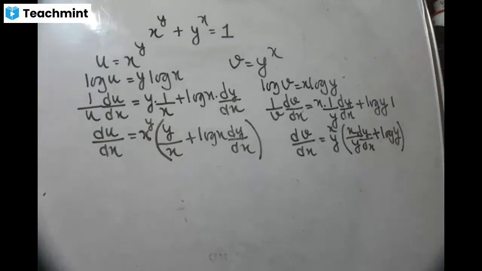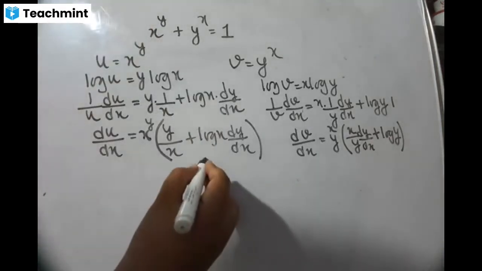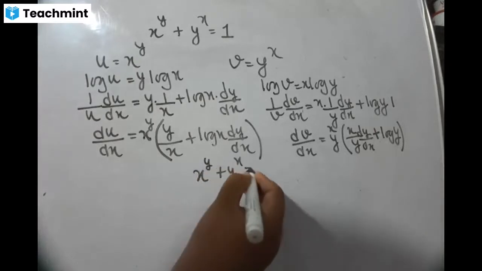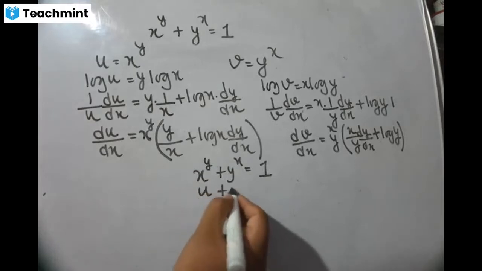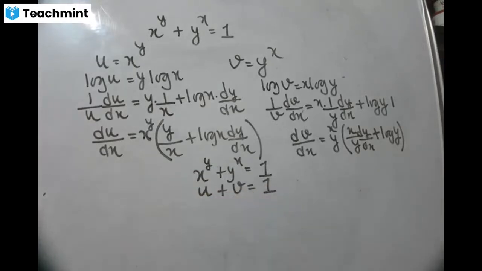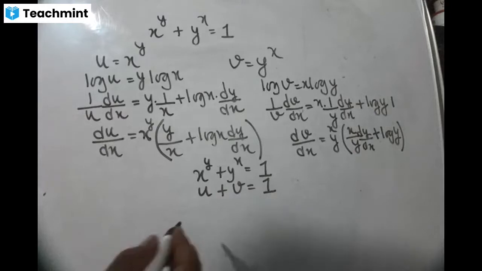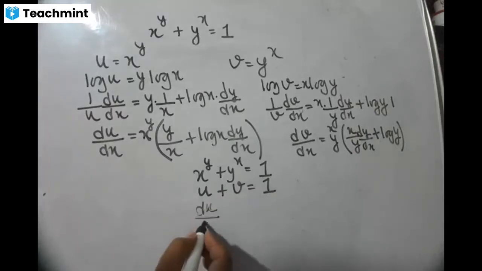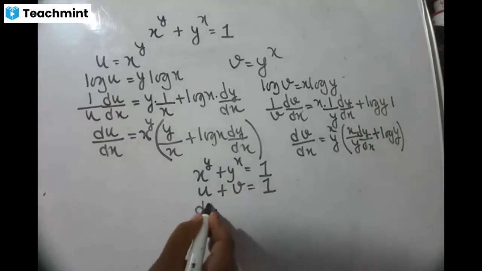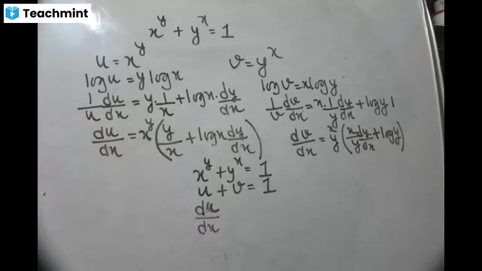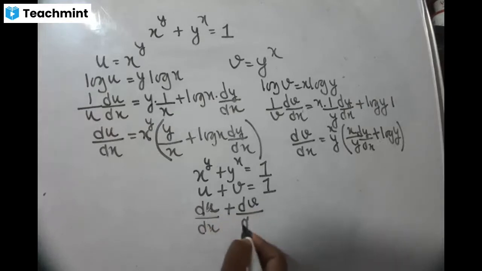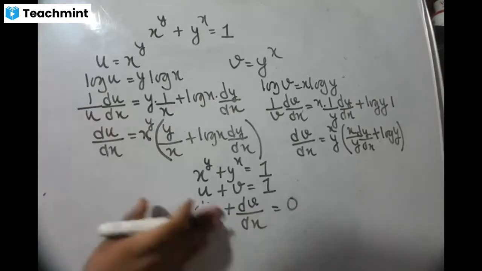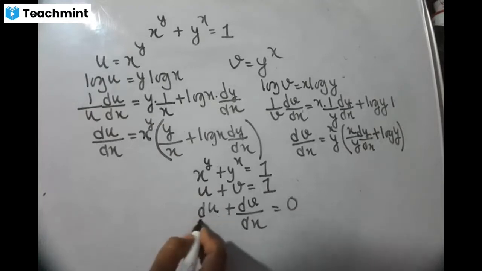Okay, so how do you combine these two solutions? Look at this. The question is x to the power y plus y to the power x equal to 1, isn't it? So you have taken this as u and you have taken this as v, and this is 1 as it is. So when you differentiate with respect to x, derivative of u becomes du by dx, derivative of v becomes dv by dx, and derivative of 1 becomes 0 because 1 is a constant.